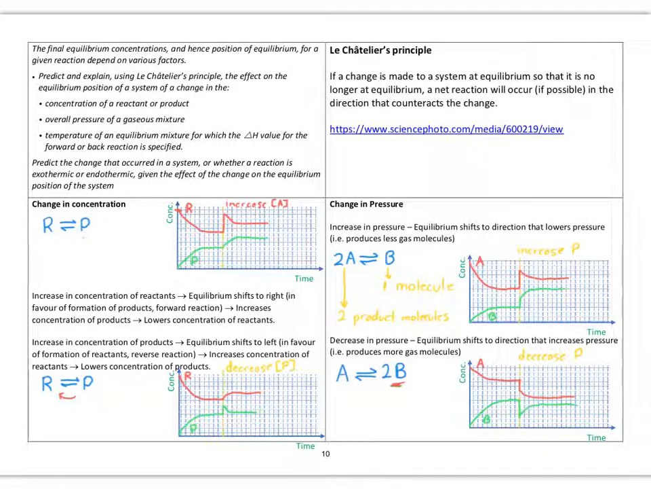Okay, that's the effect of concentration and pressure changes and Le Chatelier's principle. In the next slide, we will look at temperature.